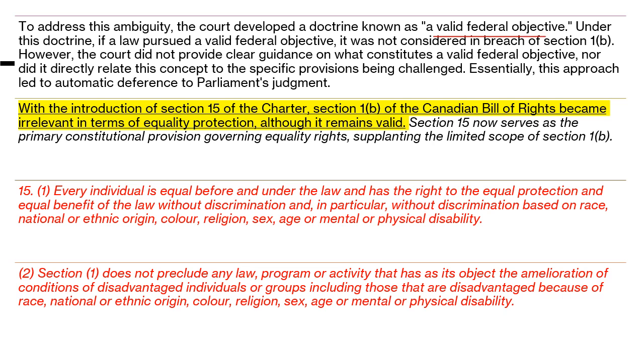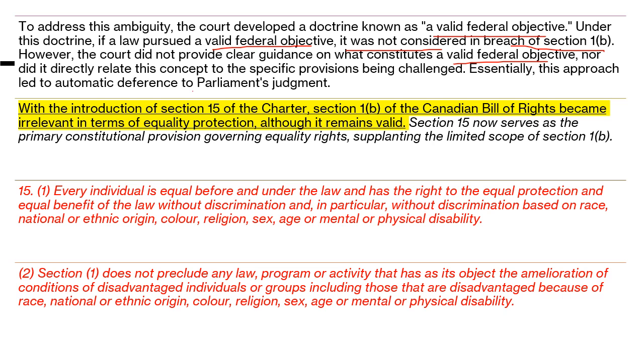To address this ambiguity under section 1B, the court developed a doctrine known as the valid federal objective. Under this doctrine, if a law pursued a valid federal objective, it was not considered a breach of section 1B. However, the court did not provide clear guidance on what constitutes a valid federal objective. So again, there were many discrepancies and many challenges.